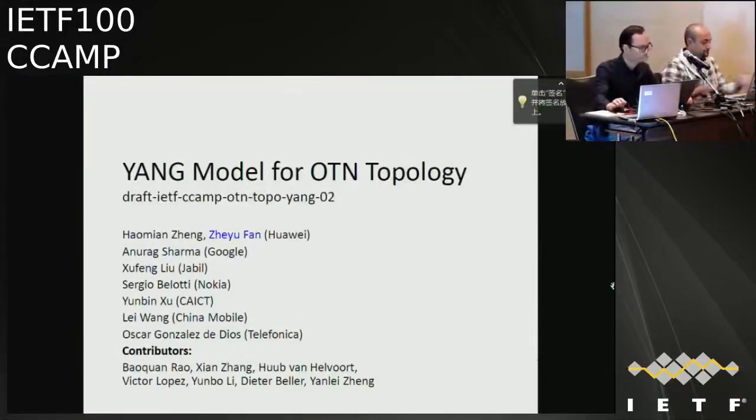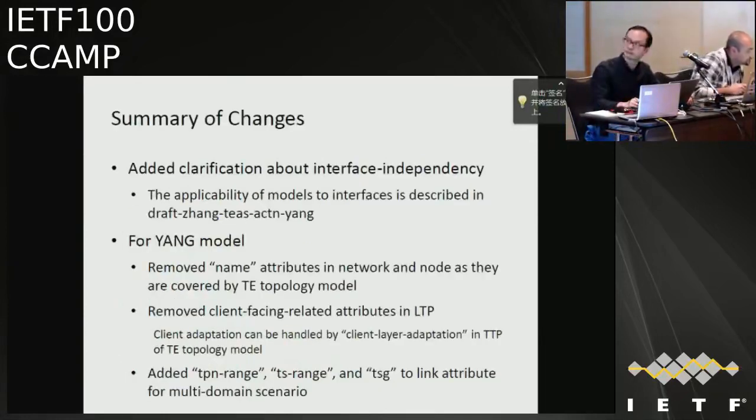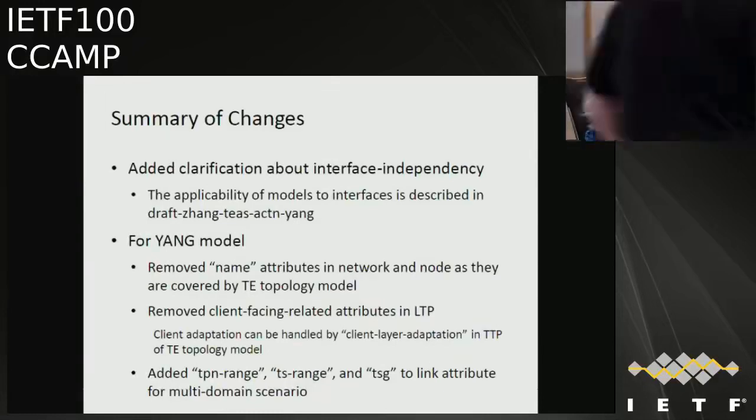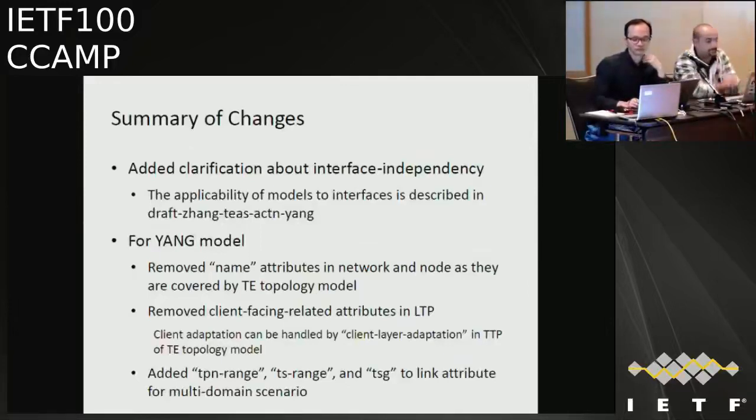Okay, good afternoon. My name is Zhou Yifan from Huawei. I will first introduce the changes of the OTN topology draft. In the introduction part, we add a clarification about interface independence, and the applicability of the models is described in another paragraph. For the YANG model, the name attributes are removed, as they are covered by the TE topology model, and the client-facing related attributes in the LTP are also removed. And three attributes, TPN range, TS range, and TSG, are added to the link attribute.